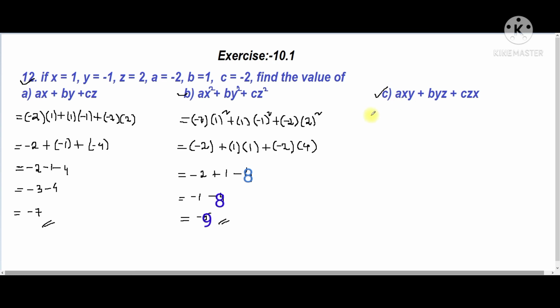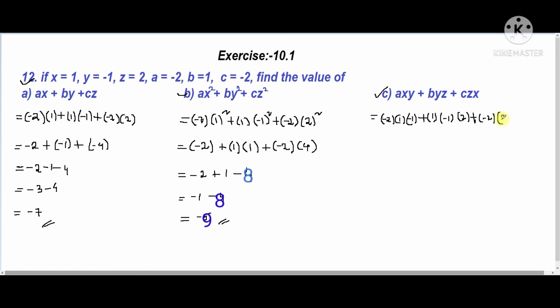Now next, see axy plus byz plus czx. So a value is minus 2, x value is 1, and y value is minus 1. This all multiply to each other. Axy, and now byz, this one also multiplies. So b value is 1, and y value is minus 1, and z value is 2. And then we give sign czx, right? So c value is minus 2, and z value is 2, and x value is 1.